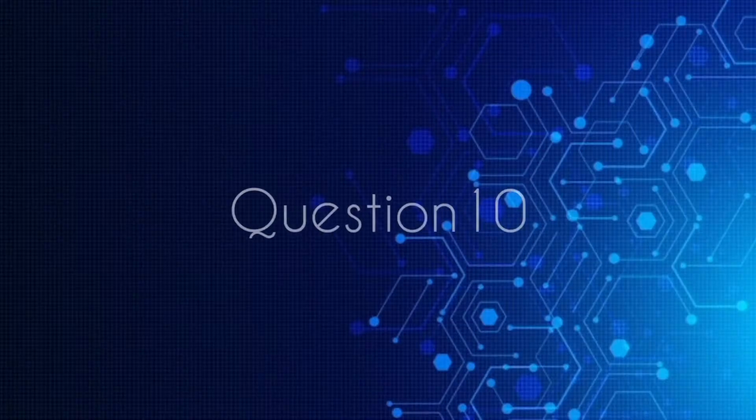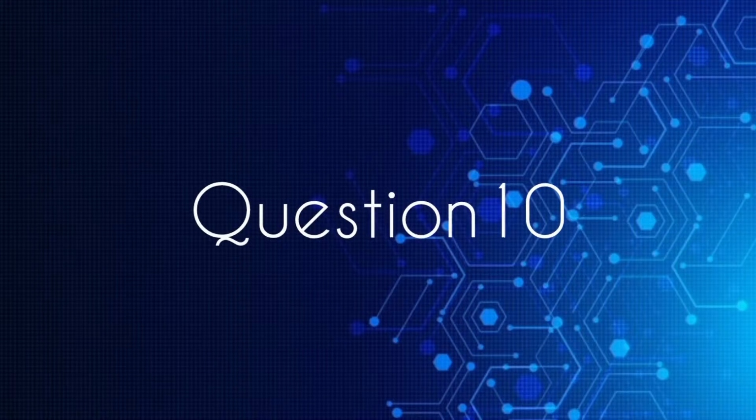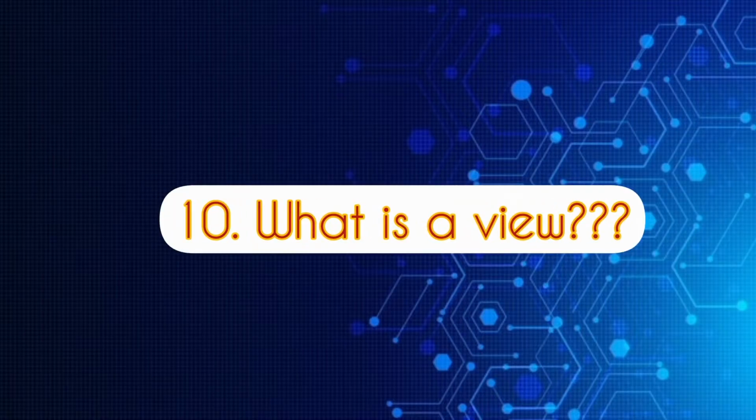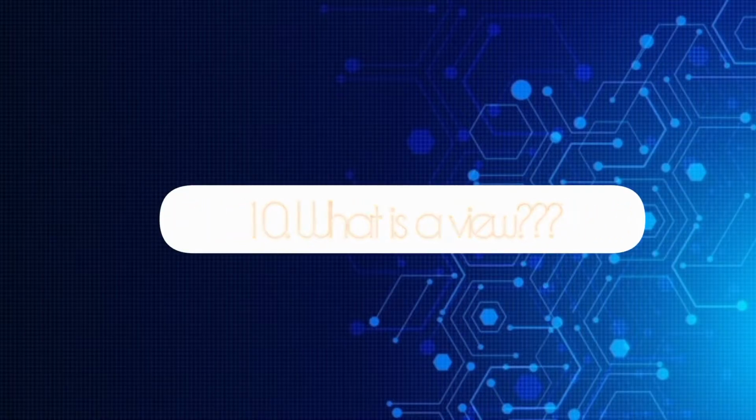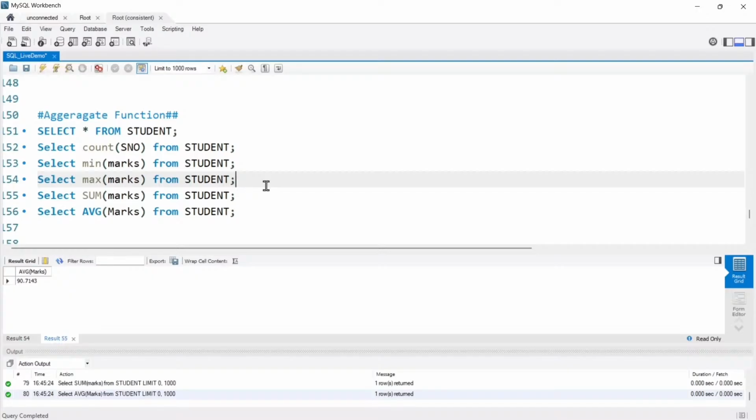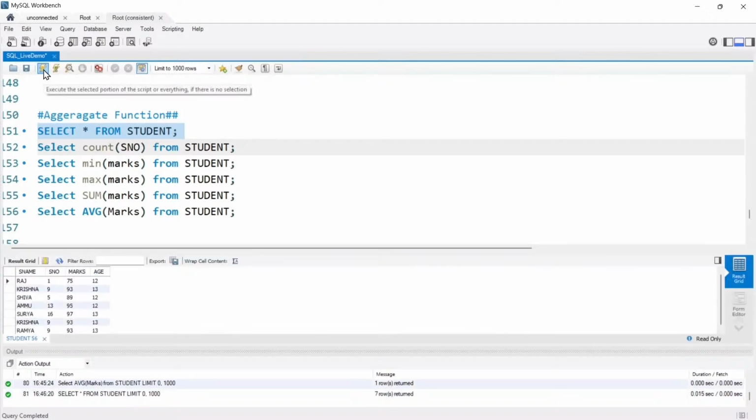And now let's see the last question. What is a view? View is a virtual table. It is not a physical table and it does not store the data itself. If you see the student table, it is a physical table and it has the data of its own. View is a virtual table. It is just created on top of the existing table.